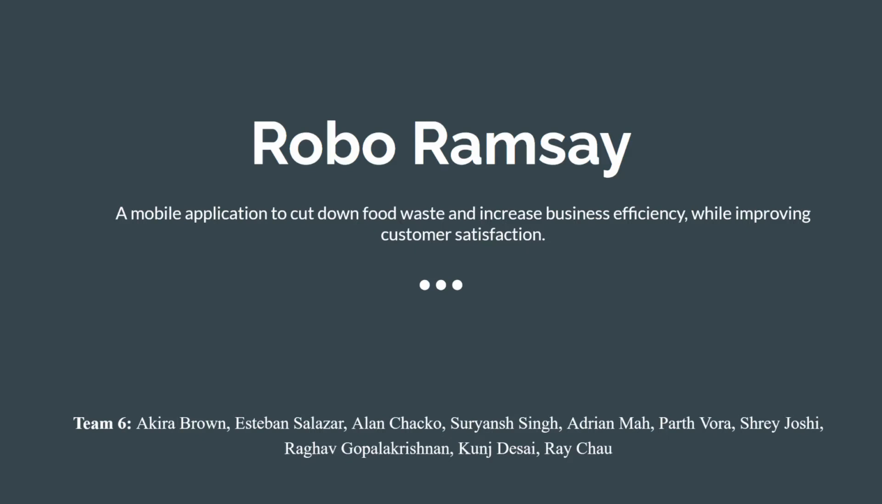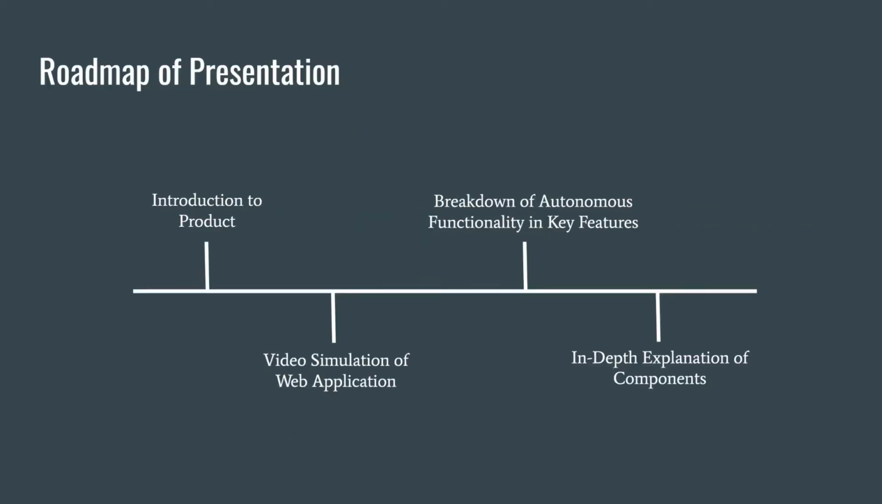Hello, today we will be presenting RoboRamsey, a mobile application to cut down food waste and increase business efficiency while improving customer satisfaction. A brief roadmap of our presentation today. We will begin by introducing our product, followed by showing a video simulation of the demo. After that, we will be breaking down the autonomous functionality and our key features with an in-depth explanation of each of our components.